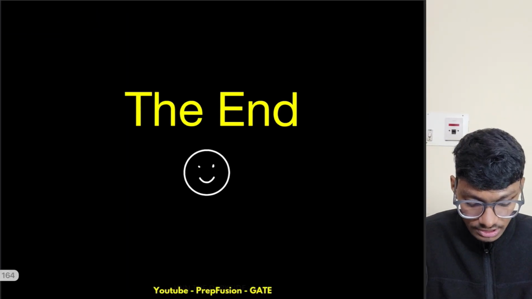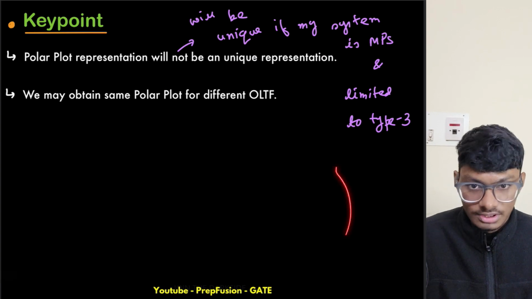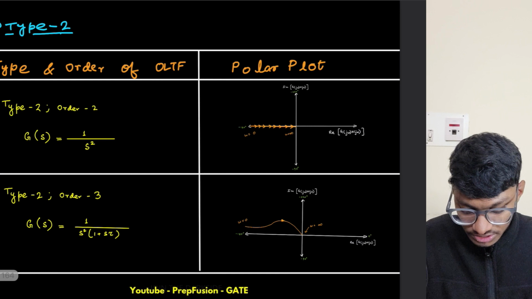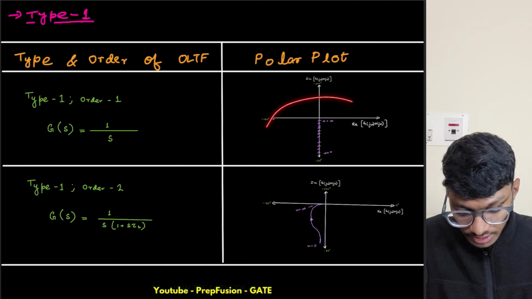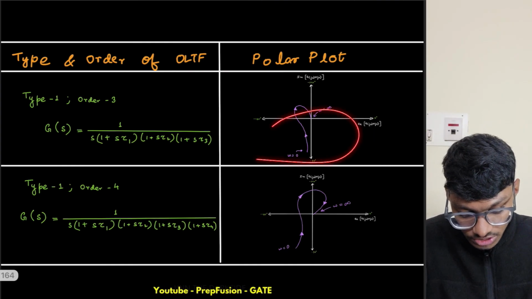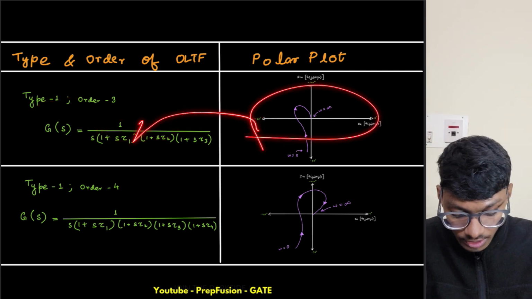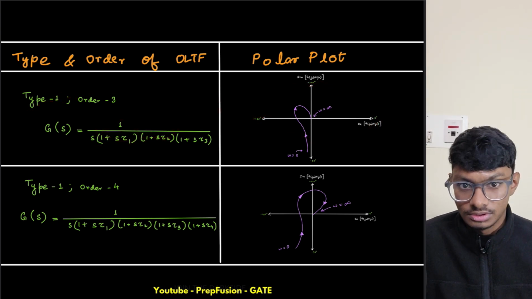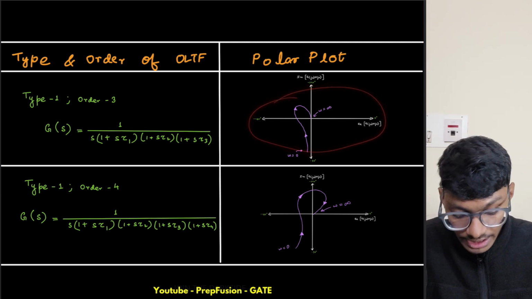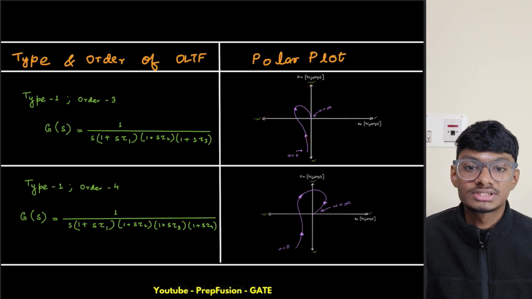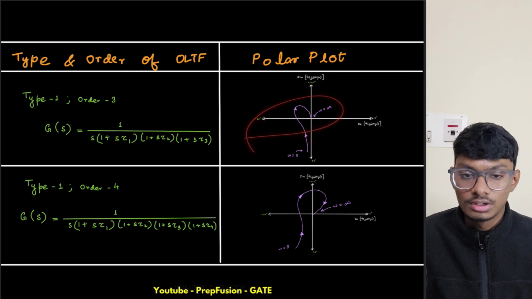So this was basically the overall crux of this lecture. What did we do in this lecture? Basically we solved a few questions. Then I told you that from the transfer function I can easily go to the polar plot, but from the polar plot I won't be able to easily go to the transfer function. It is difficult. Just by seeing the polar plot I won't be able to say exactly this is my transfer function, because this polar plot can represent many transfer functions, not just one.